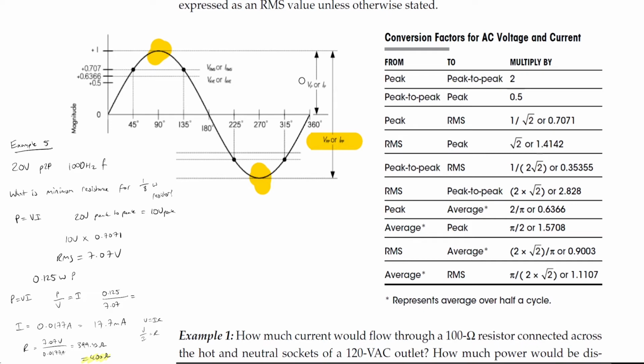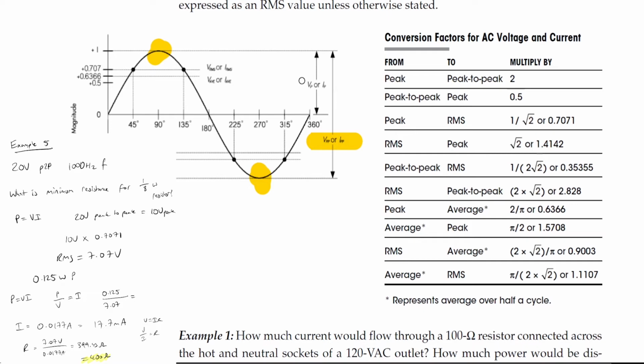Let's do 10 volts times 0.7071. And then obviously that gives us 7.07 volts. I didn't need to calculate for that. 7.07 volts, and this is our RMS value. Okay, so now we've got our voltage RMS.